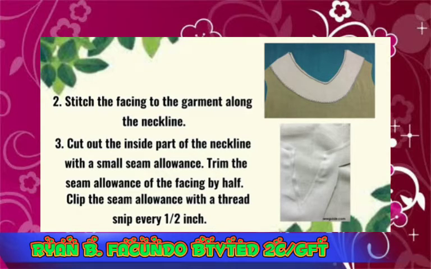Second, stitch the facing to the garment along the neckline. Third, cut out the inside part of the neckline with a small seam allowance. Trim the seam allowance of the facing by half. Clip the seam allowance with a thread snip every 1/2 inch.